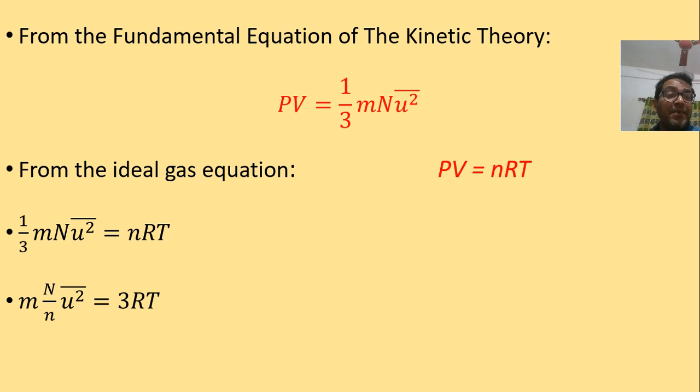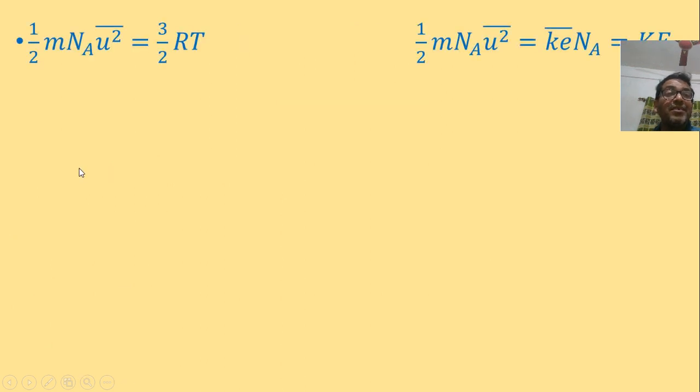So capital N by small n is equal to what? Na, the Avogadro's number, that is 6.023 × 10^23. Instead of this ratio, we can just put Na. So we get m Na u bar square is equal to 3RT. So half m Na u bar square is equal to 3/2 RT.